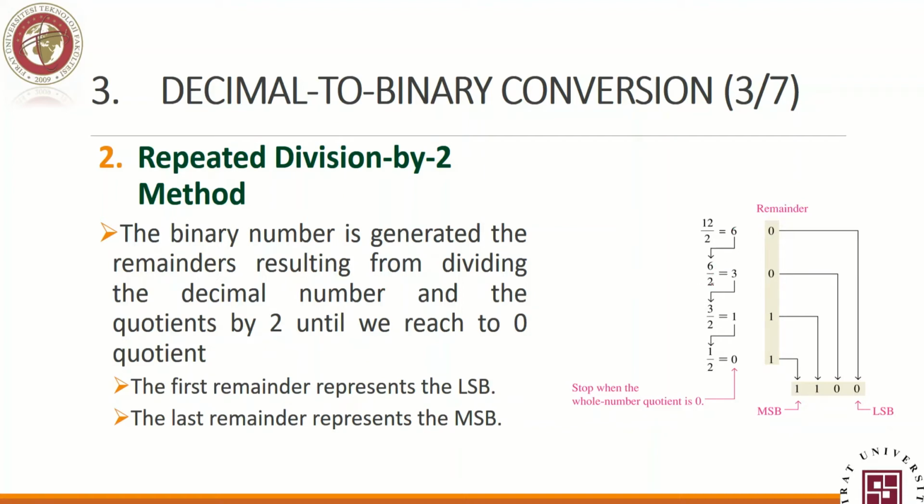6 divided by 2 is equal to what? 3, and there is no remainder, so the remainder is 0. Take this outcome here, list it down. 3 over 2, that is 1 with the remainder 1.